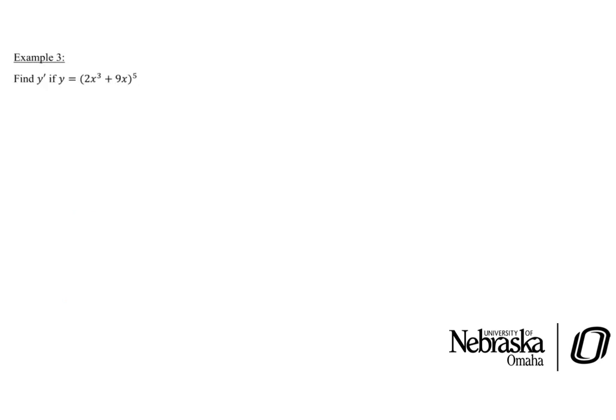Okay. So it says, example 3, find the derivative of y if y equals 2x cubed plus 9x, all to the fifth power. So what this means is we can take the derivative. This is like a composite function, right? 2x cubed plus 9x is on the inside, and the fifth power is the outer function. So the way this works, and this is going to be called the chain rule from now on. Whenever I mention chain rule, this is what I am talking about.